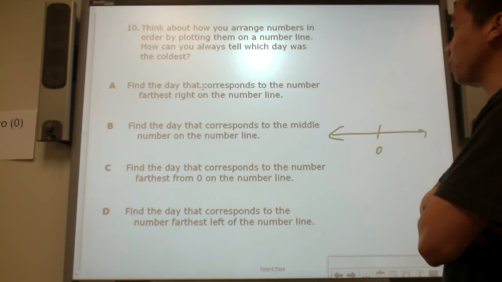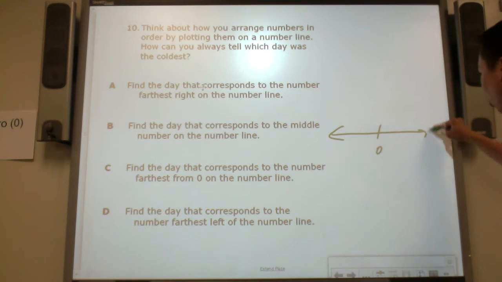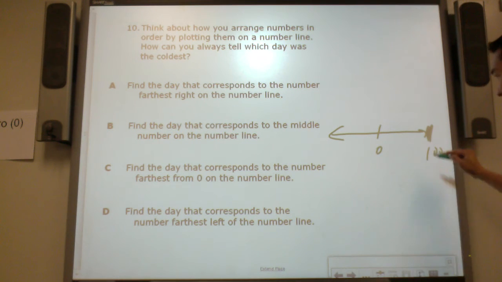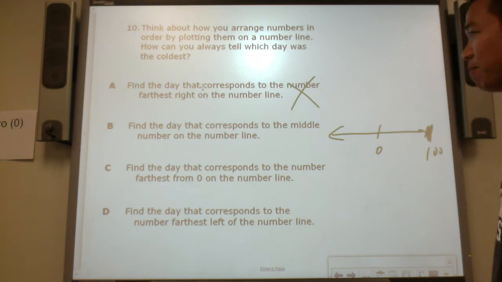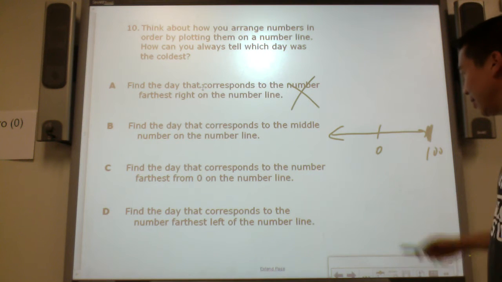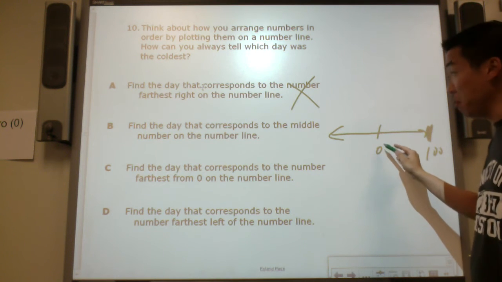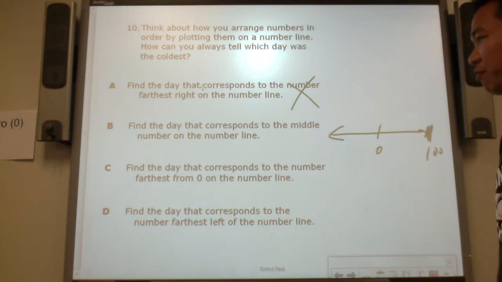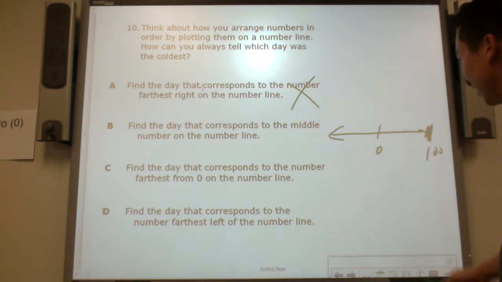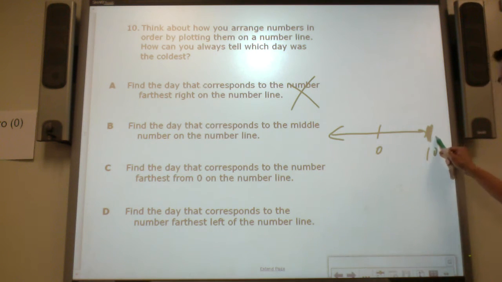Find a day that corresponds to the number farthest to the right. So like 100 degrees, farthest to the right. Find a day that corresponds to the middle number on the number line. So 0 degrees. Maybe. Find a number that corresponds to the number farthest from 0 on the number line. So if it's farthest from 0, like 100 degrees, that will be the coldest.